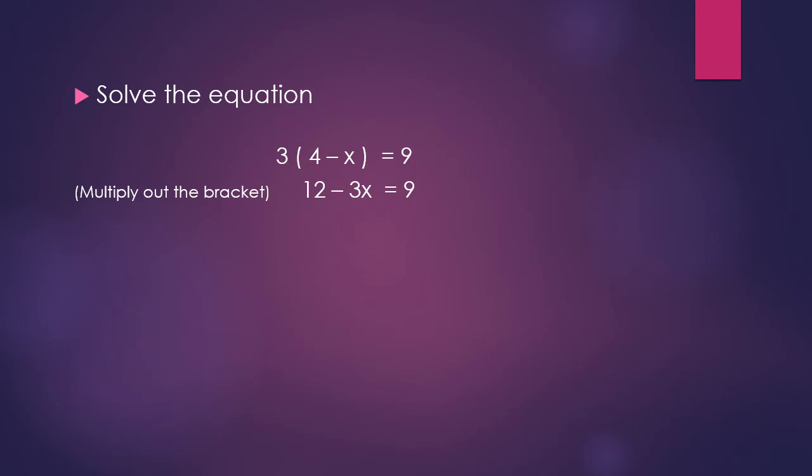3 times 4 makes 12. Then 3 times negative x makes negative 3x. So now you are getting an equation 12 minus 3x equals 9. Now we can add 3x to each side to cancel negative 3x from the left hand side.